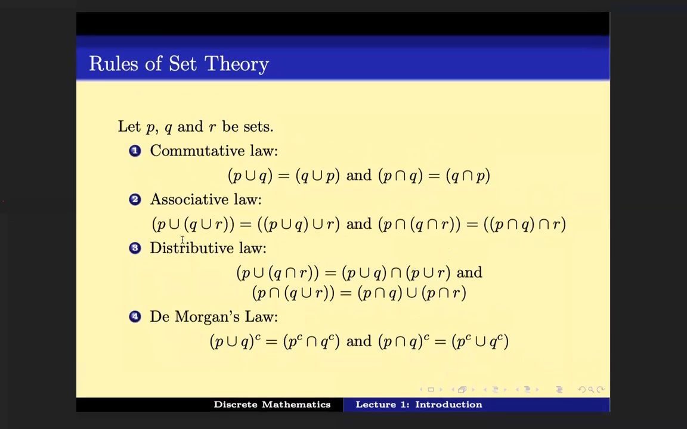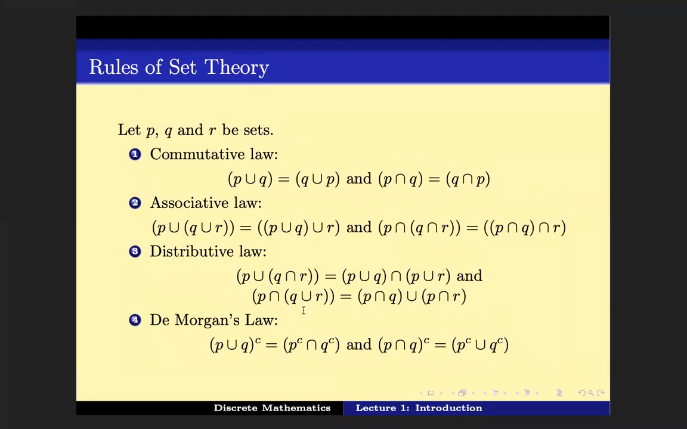Now there is something called the distributive law, and this is a bit more complicated, but it's not too hard. P union Q intersection R is nothing but P union Q intersection P union R.